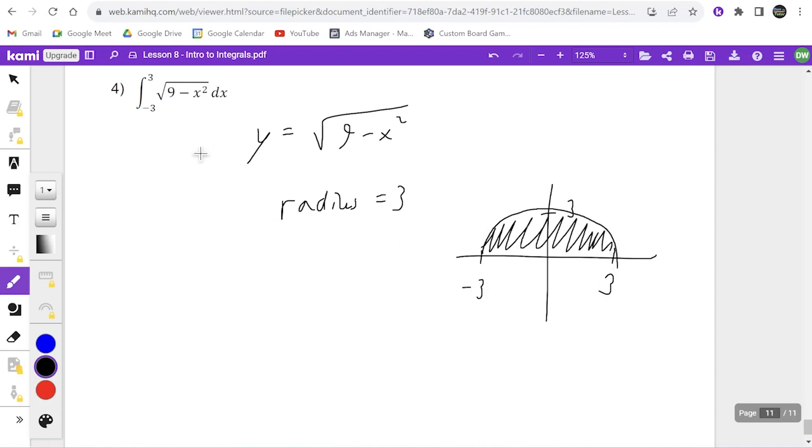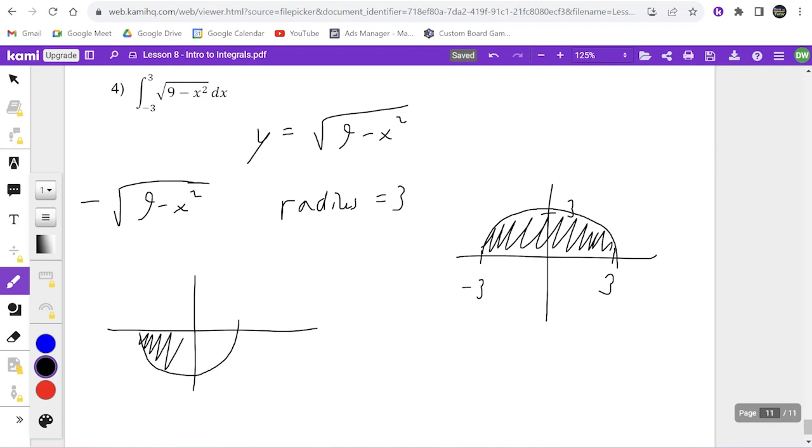By the way, I think I have one homework problem, just so you know, where it's like negative square root of 9 minus x squared, for instance. Hopefully you realize the negative sign is just going to make it the exact same thing, except the semicircle is a negative area down here. Just want to make sure you're ready for that.